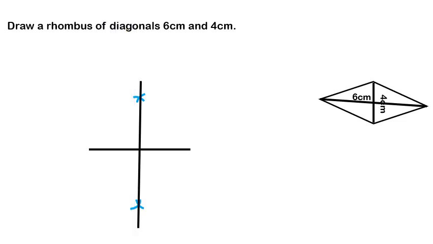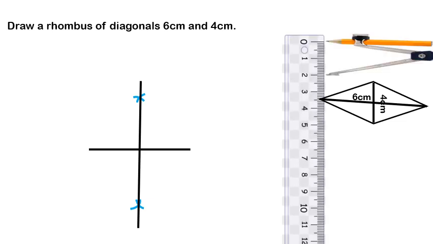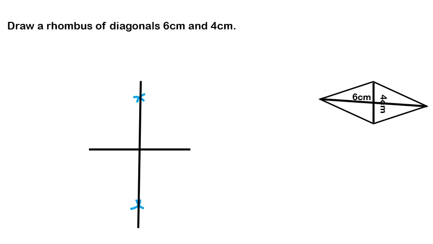Now we get the midpoint of the line of length 6 cm. Then take 2 cm in a compass and mark 2 cm on the upper and lower part of the bisector.